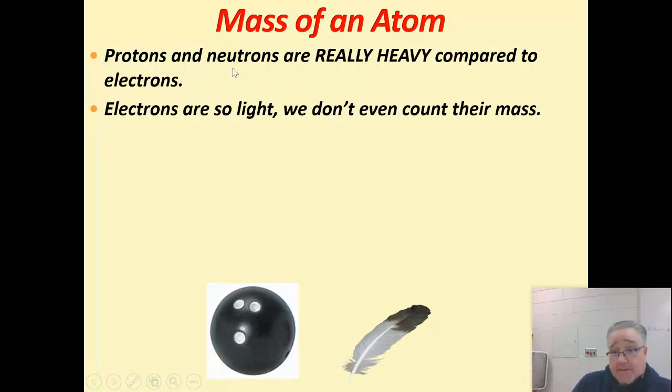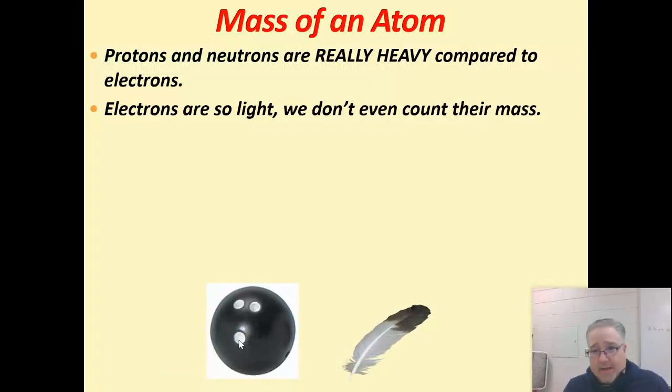Protons and neutrons, which are located where again? They're in the nucleus. Those particles are extremely heavy. They're very massive in comparison to the electrons. And I always use this analogy that protons and neutrons are like bowling balls. They're really heavy. And electrons are like feathers.